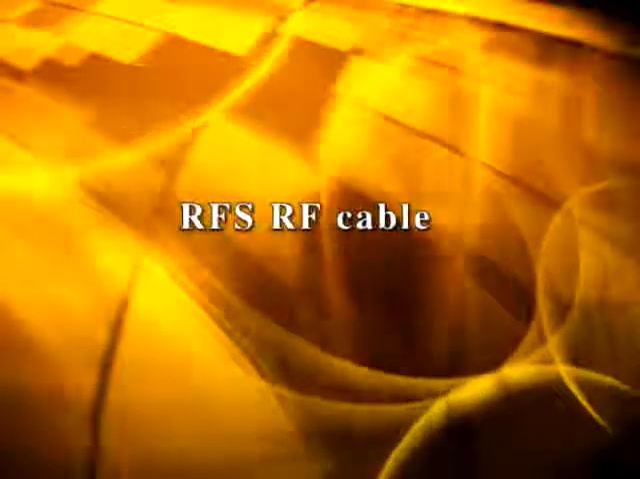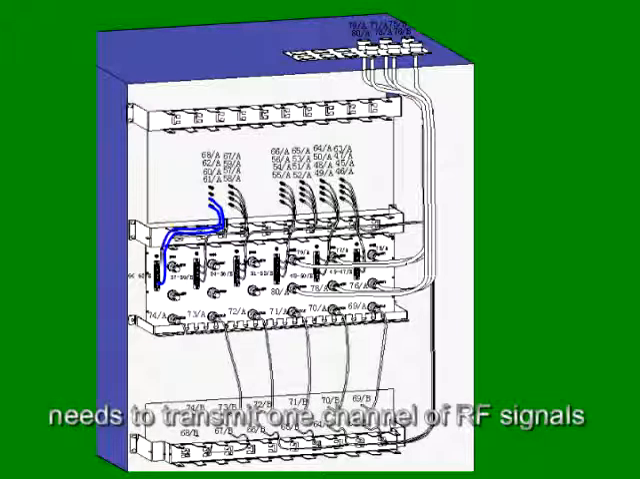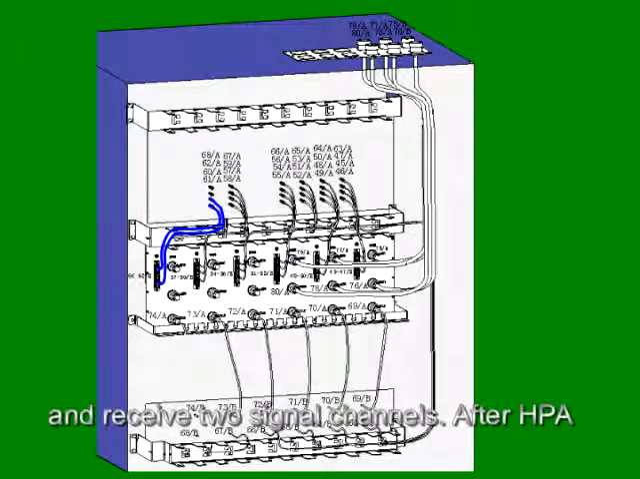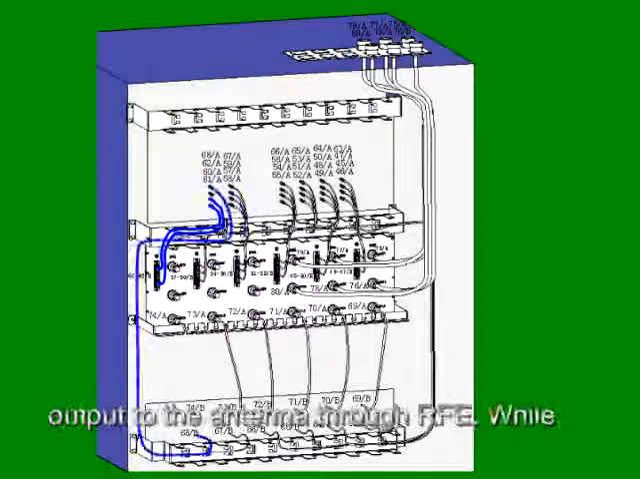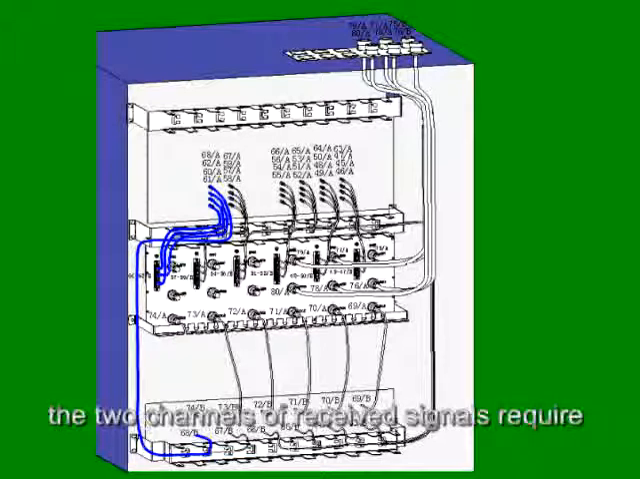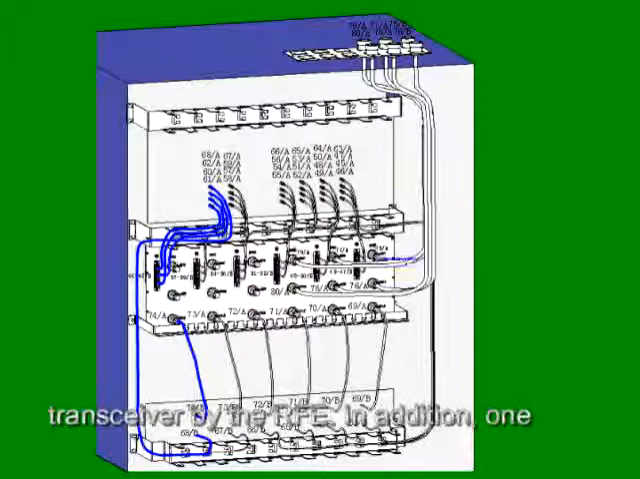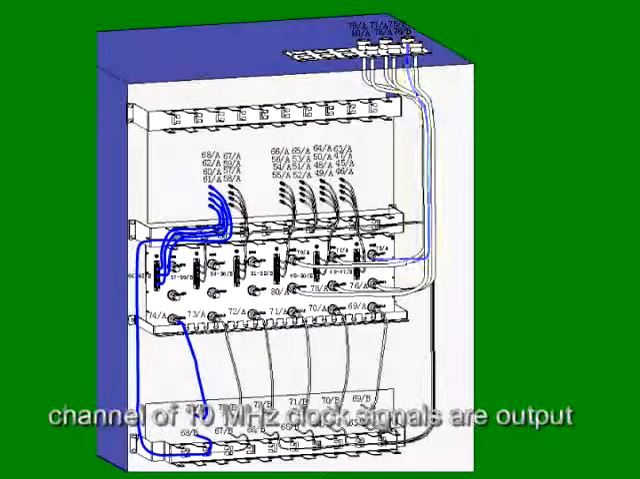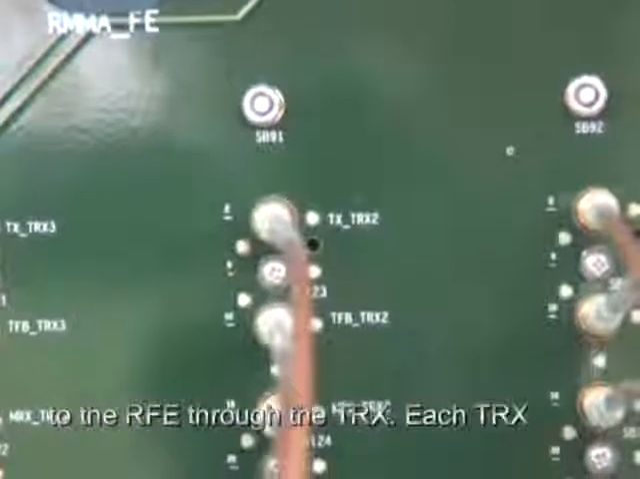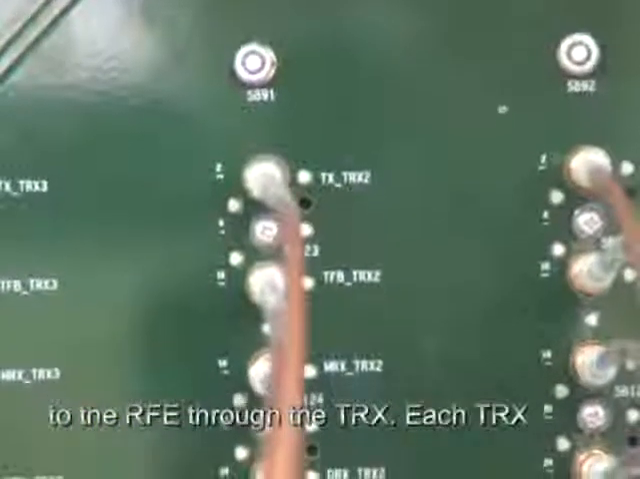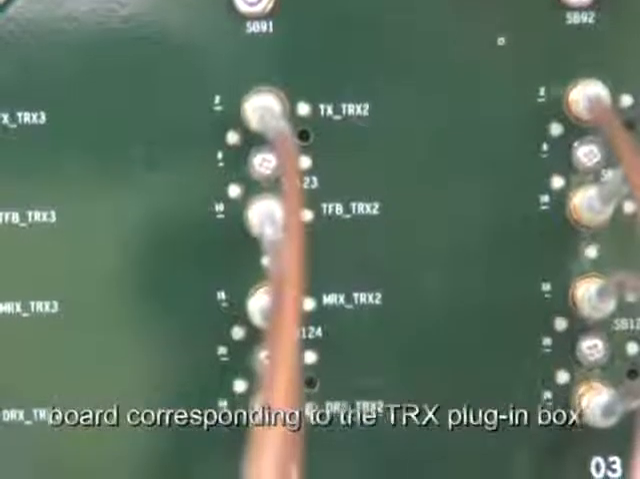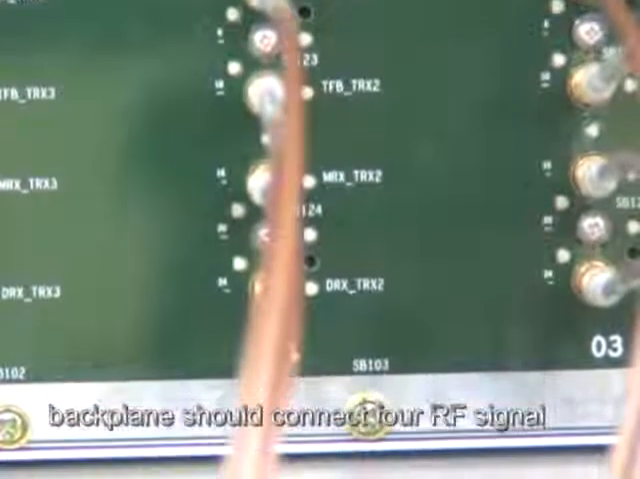RFS-RF cable. The transceiver of each loaded sector needs to transmit one channel of RF signals and receive two signal channels. After HPA amplification, the transmitted RF signal is output to the antenna through RFE. While the two channels of received signals require no HPA, they are directly output to the transceiver by the RFE. In addition, one channel of 10 MHz clock signals is output to the RFE through the TRX. Each TRX board corresponding to the TRX plug-in box backplane should connect 4 RF signal lines.